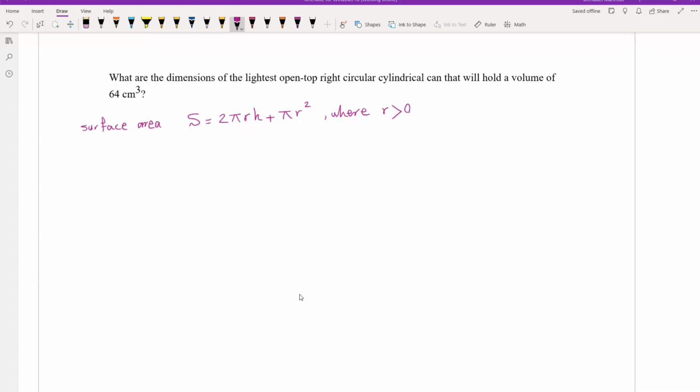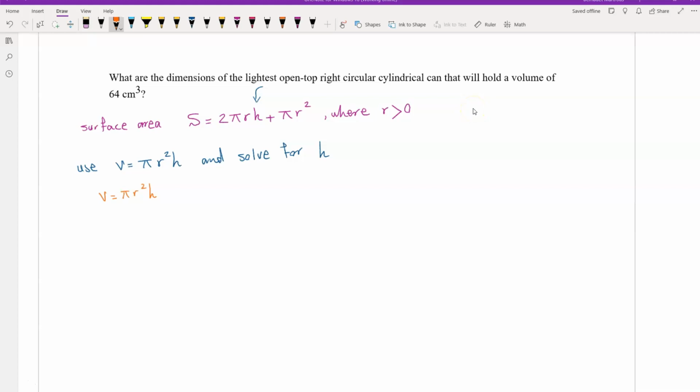Here we have the formula for surface area, which is S equal to 2 pi times R times H plus pi R squared. So R is radius and H is height. And in this case, R is greater than 0, so we don't have a negative number for radius, that is positive. So in this formula, we have R and H. I want to remove H and have this formula in terms of R, which is our radius. So I will use V equal to pi R squared times H and solve that one for H, and then use that here on this part. So that way we can remove H.